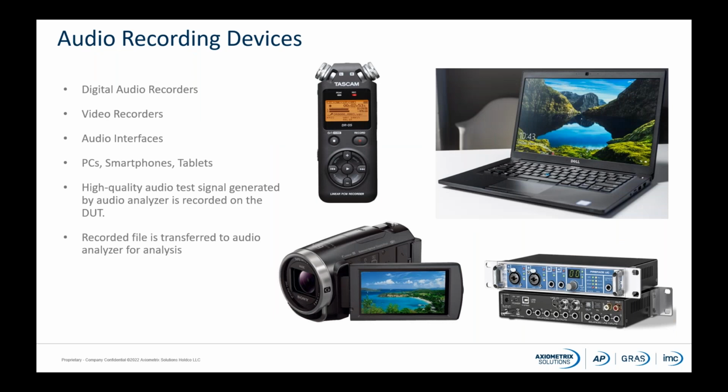Here we see some examples of record reproduce devices. These devices include recording devices, smartphones, tablets. This category of DUTs has two signal paths, record and reproduce, each requiring an open loop configuration and a two-step process for testing.